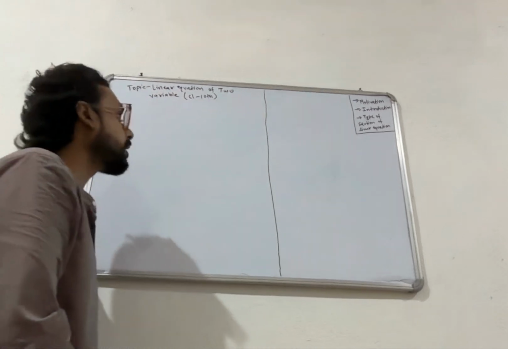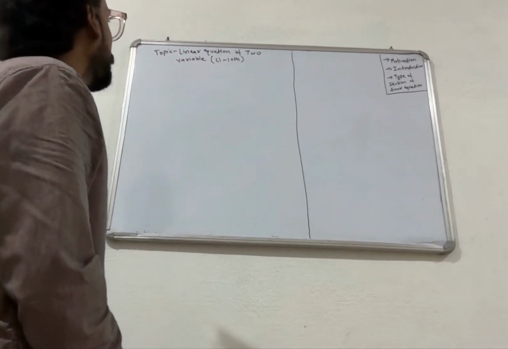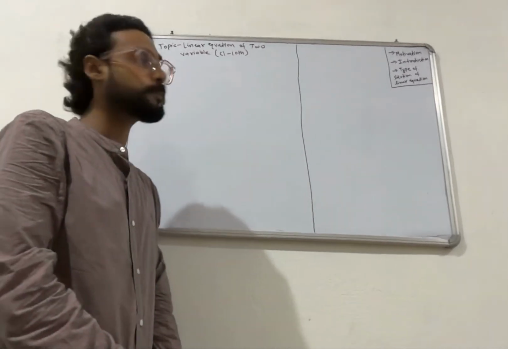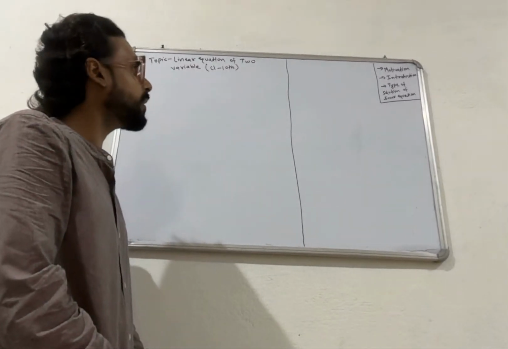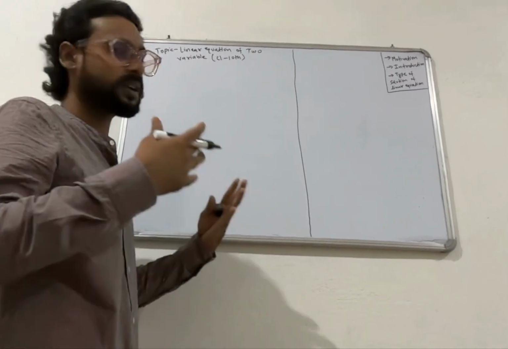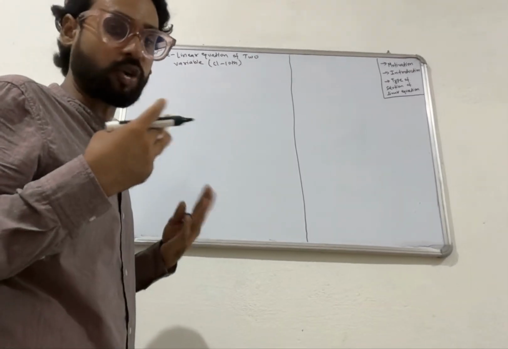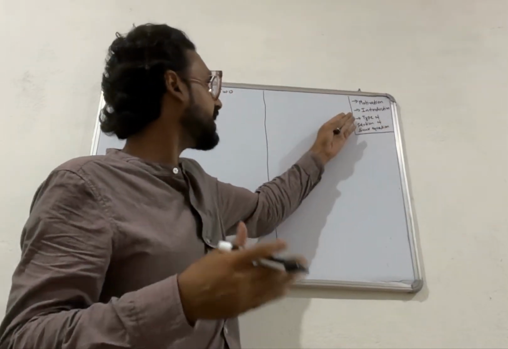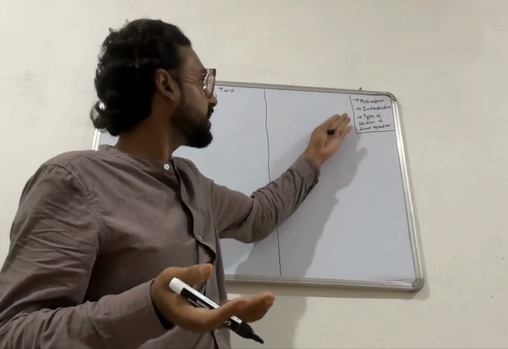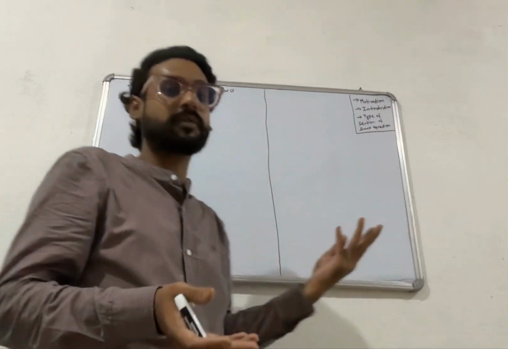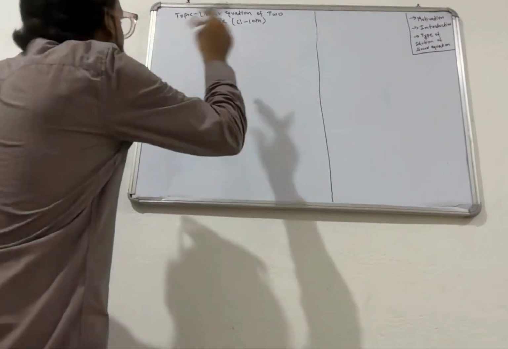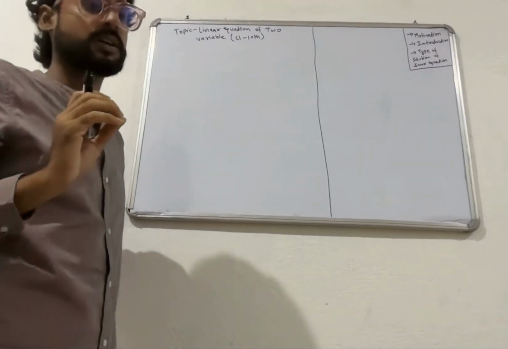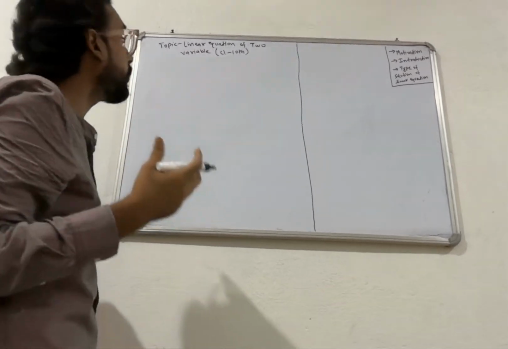So today I have selected the topic for class 10th: linear equation of two variable. We are going to read three topics. The first topic we are going to start with is motivation and introduction, and the next step is types of linear equation. Here, firstly, we are going to start by studying linear equation of two variable.